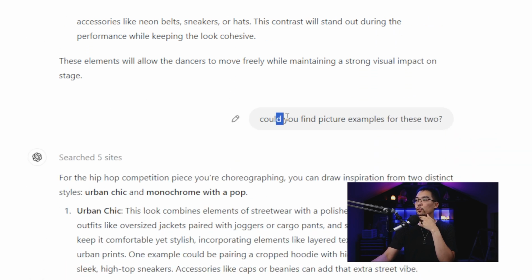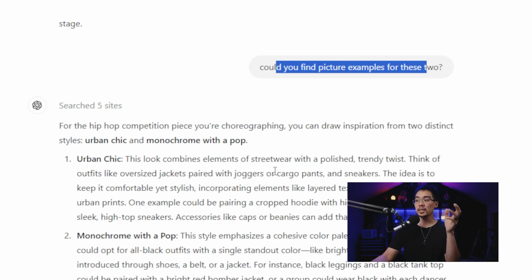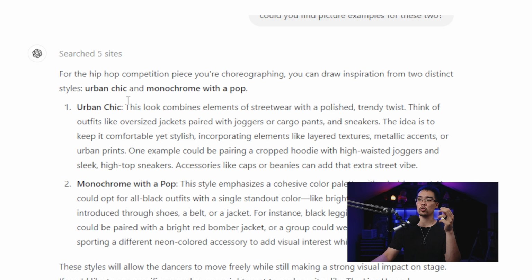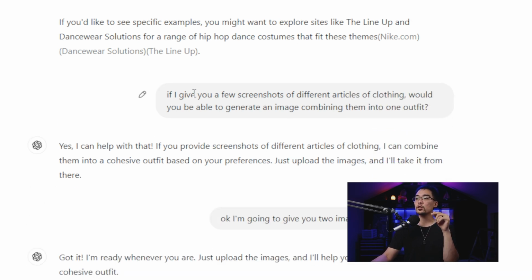So with my picture examples again, I think it really struggles with that. Maybe it's not allowed to, or it just doesn't have that capability, but it definitely got more descriptive and more specific in its descriptions for each style example, which I really appreciated. And so then I decided to pivot and I asked it, if I give you some screenshots of different articles of clothing, can you put them together so I can see what it looks like? That was really cool because I wasn't sure if that would work, but it did.